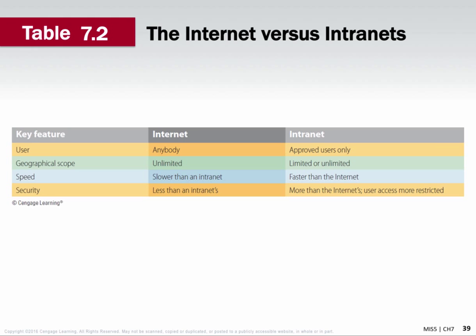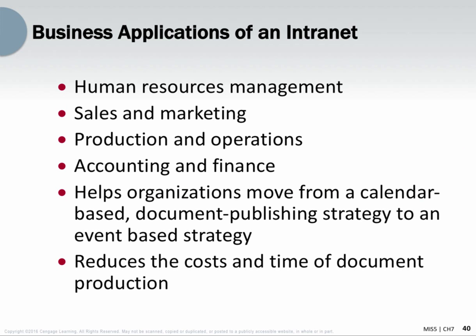Okay. Now, some of the business applications of an intranet: human resources, sales and marketing, production, the money, accounting and finances, calendar management, documents, and then finally, it just reduces cost and time of document production. And that's one of the key things here. When we talk about this ROI for these systems, not having to print out multiple copies of a strategic plan for all 14,000 employees in a company that size, it's going to save a lot of money. Okay. So that's an intranet.